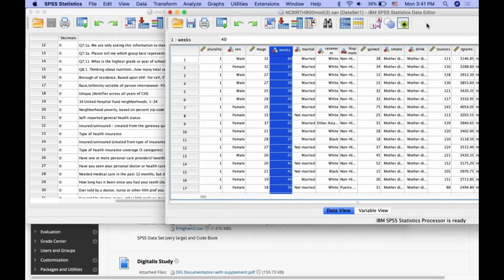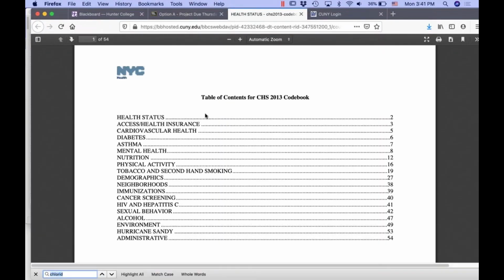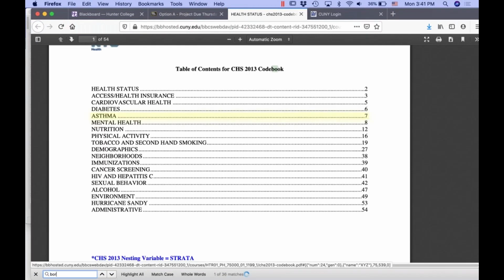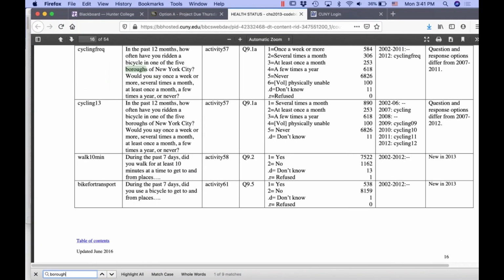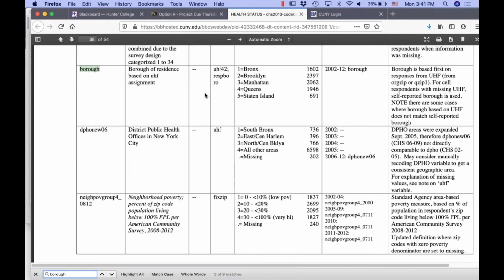Well, I've also given you a code book. And in the code book, you can look up what the values are for the variable borough. Okay, here's boroughs. Let's see if I can find the variable. There it is, variable borough. And in that variable, 1 represents the Bronx, 2 represents Brooklyn, 3 represents Manhattan, 4 represents Queens. So we can go back to that variable and we can code that information into that variable. Okay, as you've seen us do before.